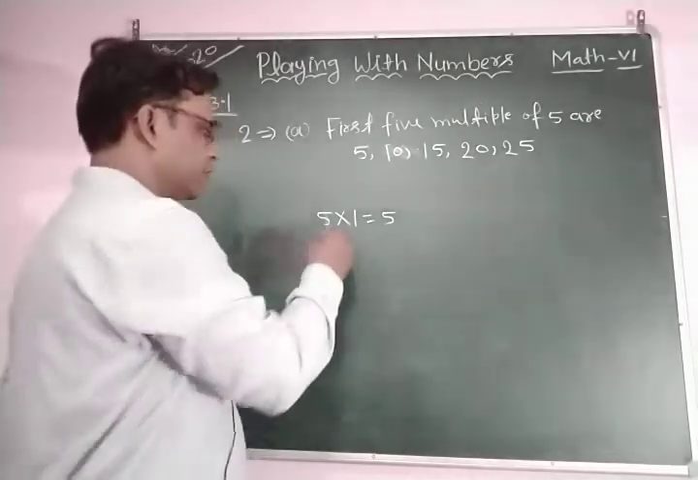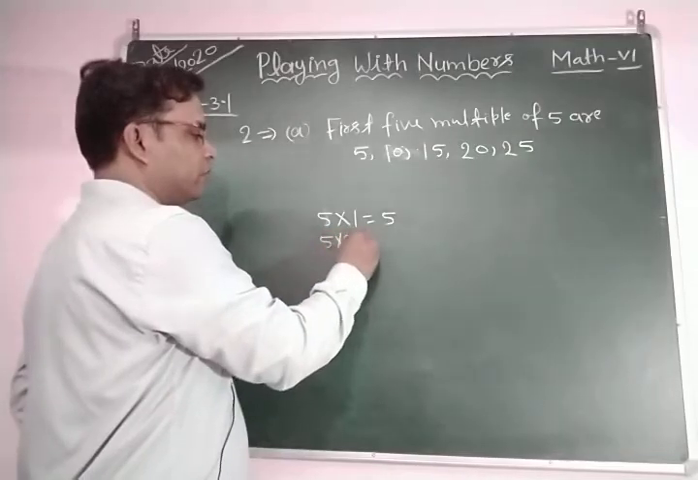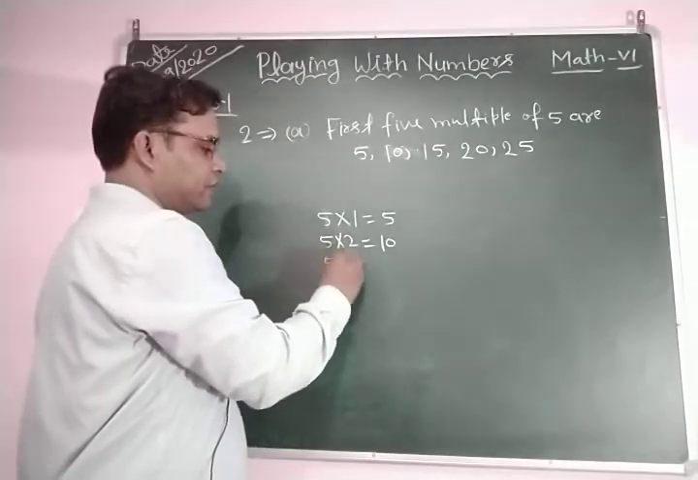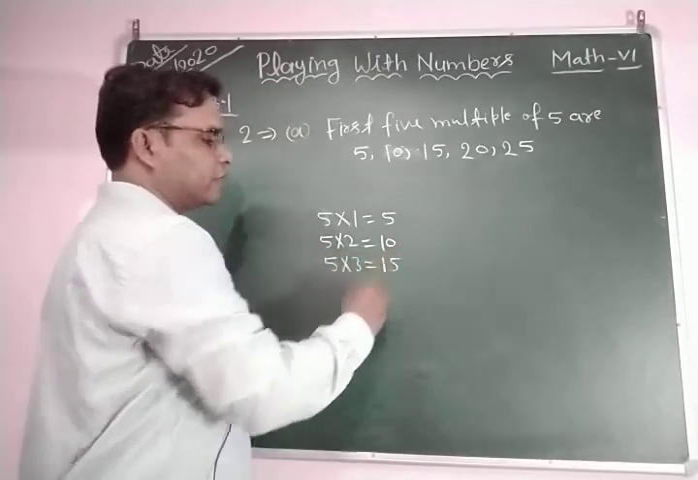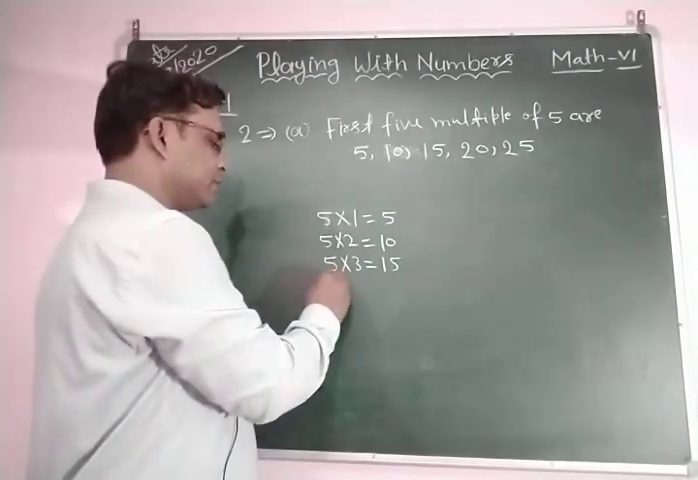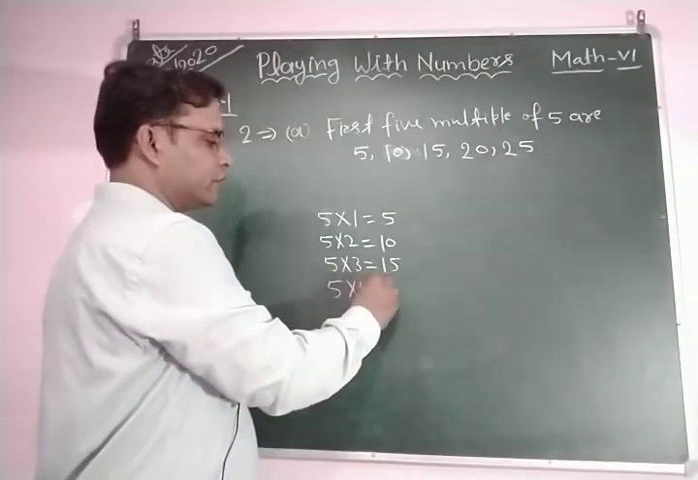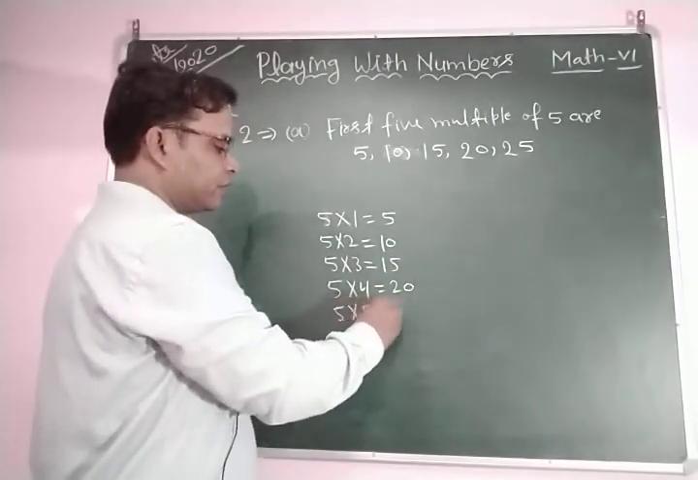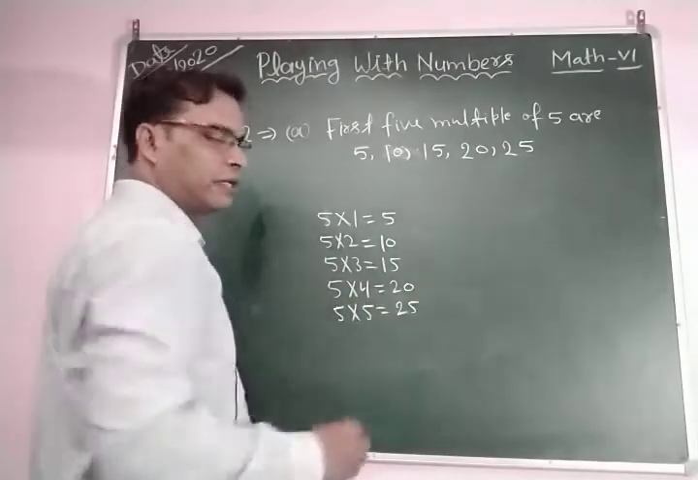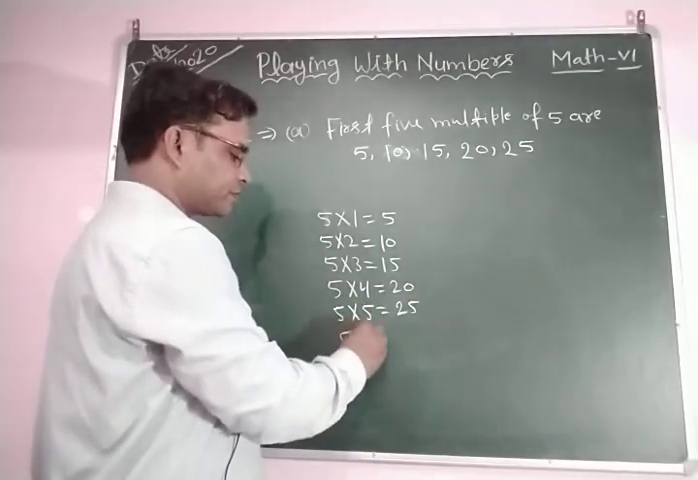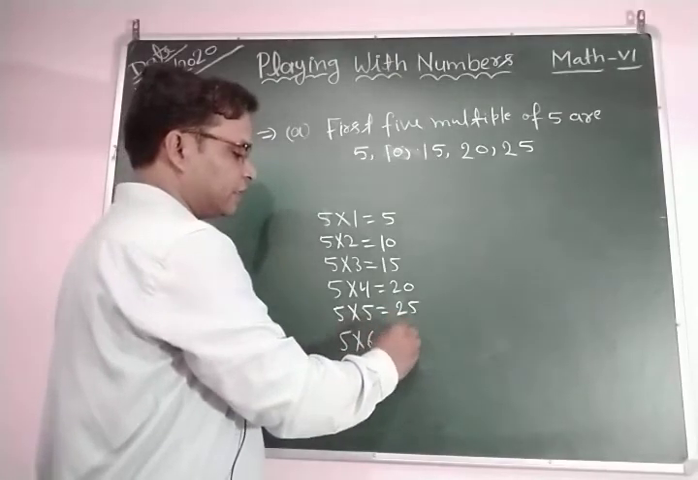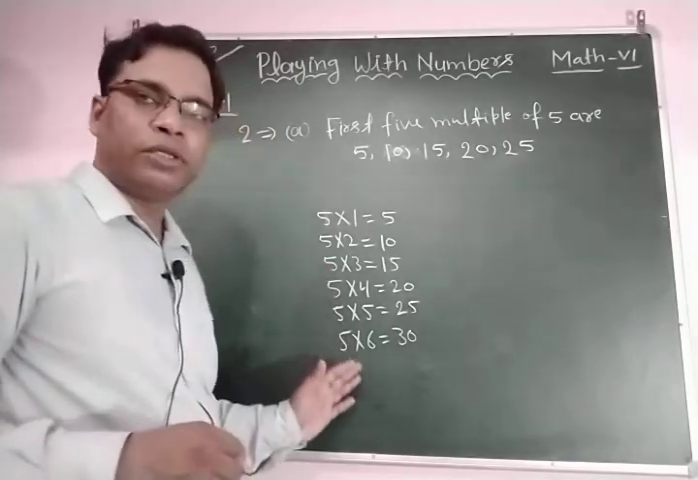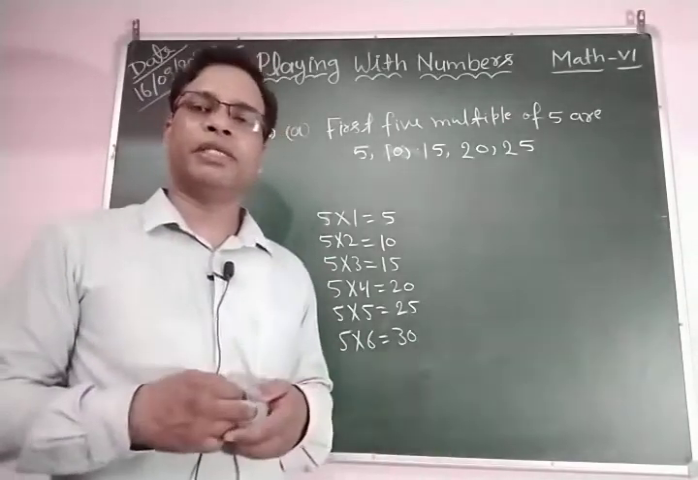Okay. When you multiply 5 into 2, you obtain the second multiple of 5. 5 into 3, you obtain 15, the third multiple of 5. 5 into 4 is 20, the fourth multiple of 5. 5 into 5 is 25, the fifth multiple of 5. 5 into 6 is 30, the sixth multiple of 5. So in this way you can multiply from 1, 2, 3, 4 and so on. Then we obtain a lot of multiples of that number.